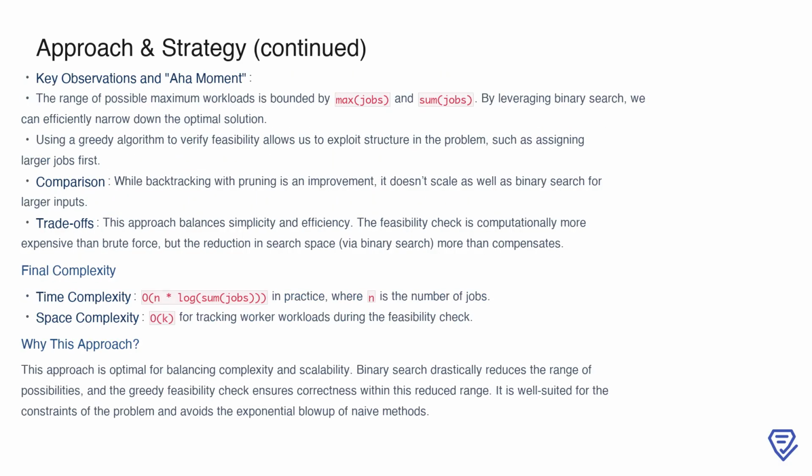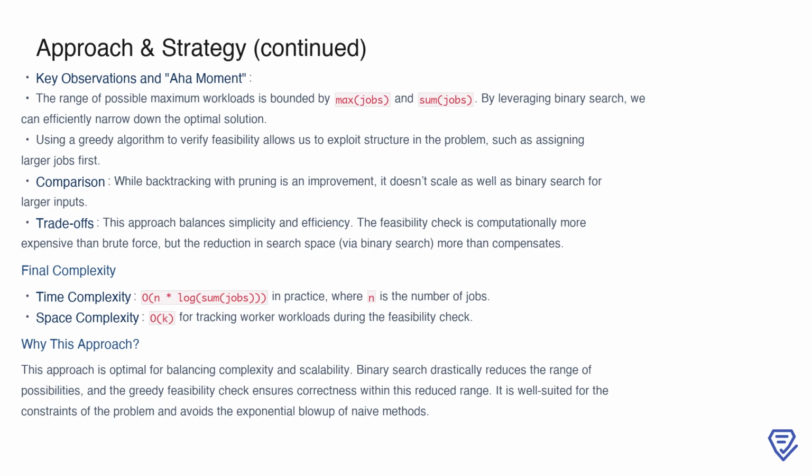What makes this approach particularly effective are a few key observations. First, the range of possible maximum workloads is naturally bounded by the largest job and the sum of all jobs. Binary search allows us to systematically and efficiently narrow this range. Second, the feasibility check leverages problem structure by assigning larger jobs first, ensuring that we quickly identify invalid distributions and prune unnecessary computations. Compared to backtracking with pruning, which improves over brute force but still struggles with scaling, binary search drastically reduces the number of possibilities we need to explore.